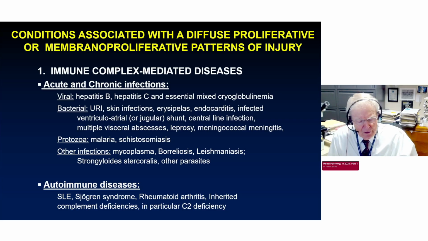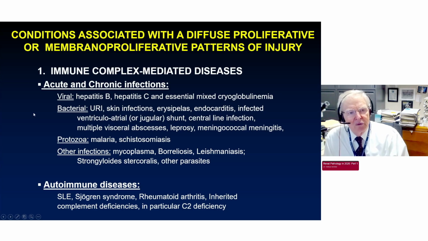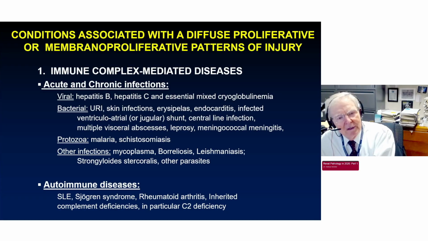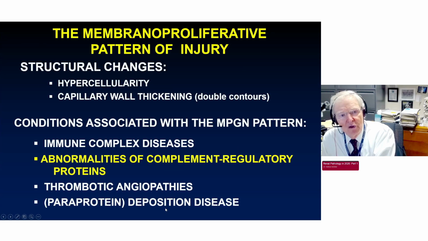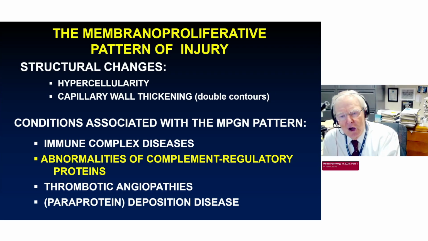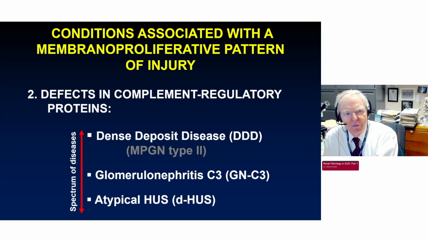Like in the diffuse proliferative pattern of injury, also here you have to consider acute and chronic infections, and I mentioned a few of them. Hepatitis C is a classic one, but also these other odd infections like borreliosis. And of course, autoimmune diseases also fall into this category since they have mostly a more protracted course. Abnormalities of complement regulatory proteins are the new kid on the block, if you want, very important. And in this, we have pigeonholed three conditions: dense deposit disease, glomerulonephritis C3, C3GN, and atypical HUS.